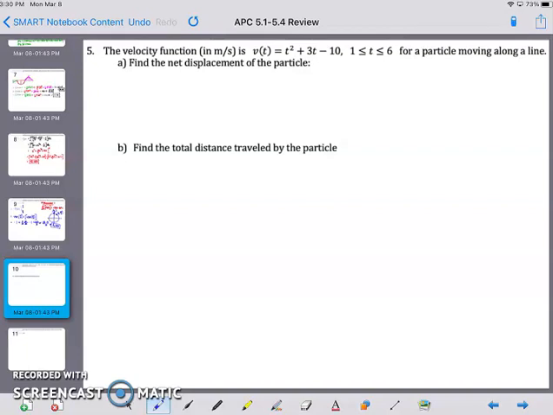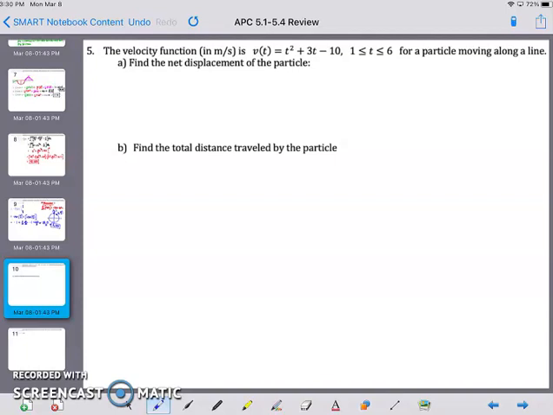This is AP Calculus 5.1 through 5.4 Review, problem number 5. So we are looking at the velocity function in meters per second as being v of t equals t squared plus 3t minus 10 on the interval from 1 to 6 seconds for a particle moving along a line. They want us to do two different calculations. They want us to find the net displacement of the particle and the total distance traveled by the particle.